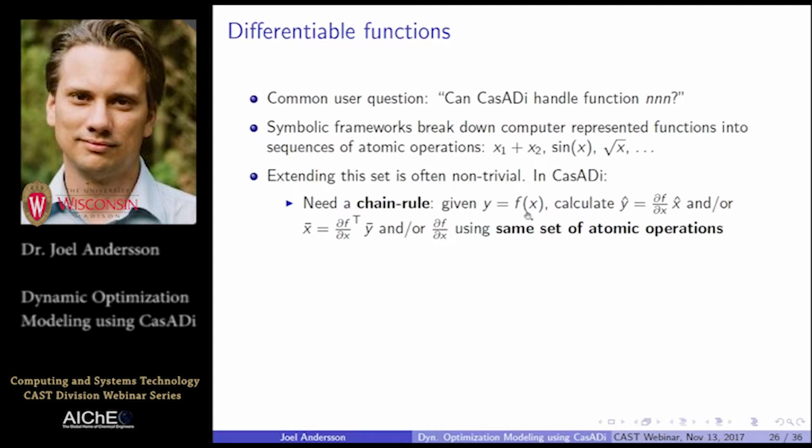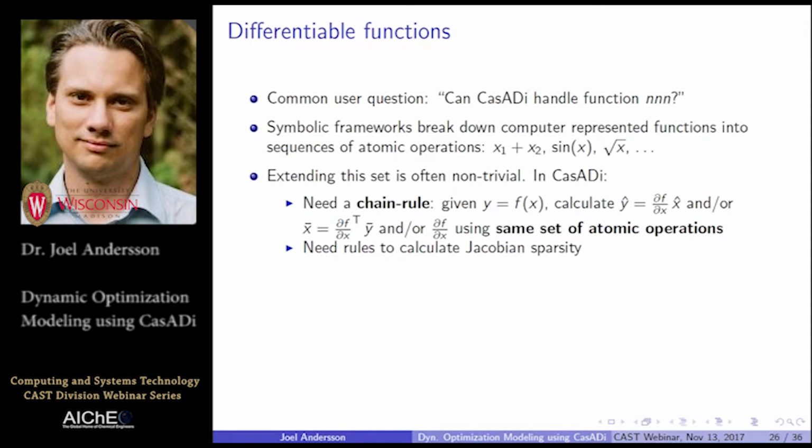So in CasADi, in order to extend this set of operations, first of all, you need to be able to evaluate it, but you also need a chain rule. Typically, this means you need a way to calculate a Jacobian times vector product from the left and/or from the right, or possibly a way of calculating the Jacobian. Ideally, you have all of this so that CasADi's AD framework can choose whatever is most efficient in a particular situation. There are a lot of other things that come into it.